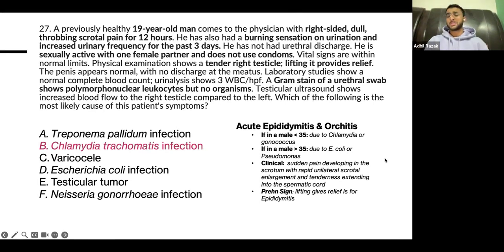Clinically, how would such a patient present? Sudden pain developing in the scrotum with rapid unilateral scrotal enlargement and tenderness extending to the spermatic cord. How to differentiate between epididymitis and orchitis is by the Prehn sign, where lifting the scrotum or the enlarged area gives relief if it is epididymitis. The Prehn sign is not positive in orchitis. That's the difference. Is that understood? Amazing.